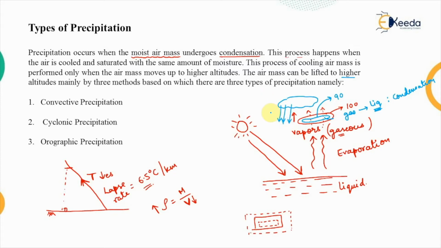falls onto the earth's surface in the form of different types of precipitation, and the different forms of precipitation may be rainfall, snowfall, hailstorm or sleet. There are a number of forms.